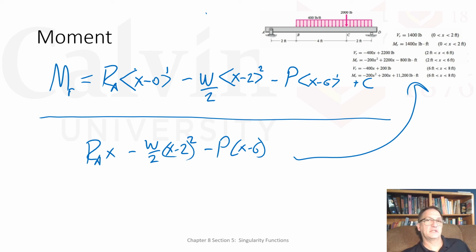Now, here's the interesting thing. These terms I can all look at independently, and I can keep going. So I'm going to integrate that to get my slope, and then I'm going to integrate that to get my deflection. Let's jump ahead and do that.